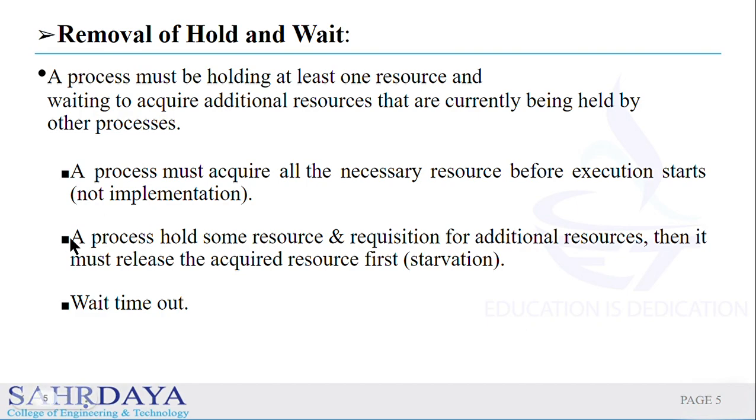Then the second method: if a process holds some resources and requests additional resources, then it must release the acquired resources first. The drawback of this condition is the starvation problem. For example, if I have a laptop and request a printer, I have to release the laptop. The printer may be taken by some other process. When I request the laptop again, I have to release the printer. So this kind of thing may happen.